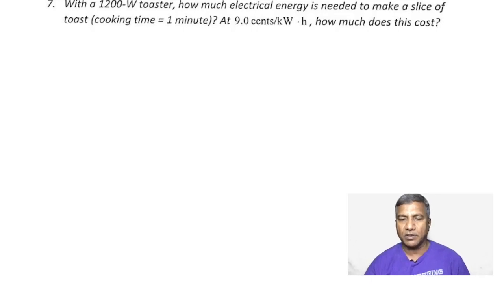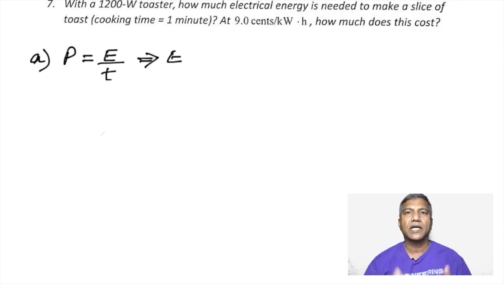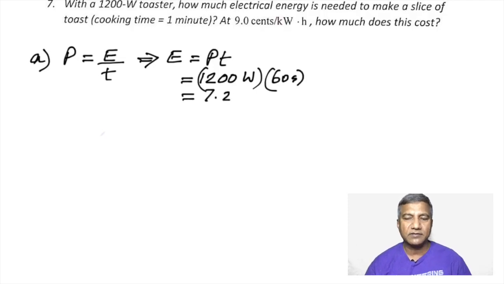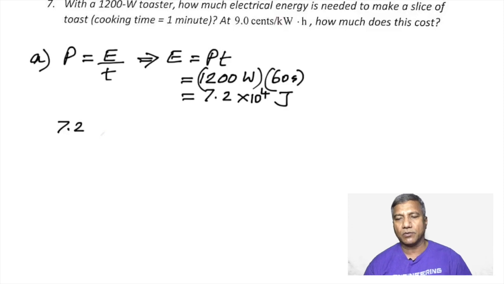All right, so the first part, we are given the power and we're given the time. Of course, time has got to be in seconds. So once you have the power and the time, you can find the energy, because energy is just the product of power and time when time is in seconds. So the power is 1200 watts, time is 1 minute, which is 60 seconds, and so it gives 7.2 times 10 to the 4 joules is the energy required, the electrical energy required.